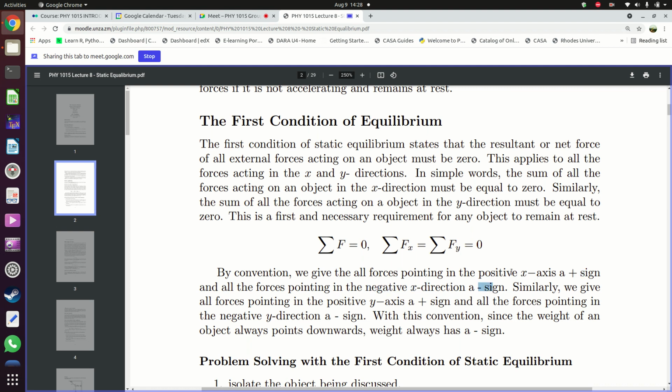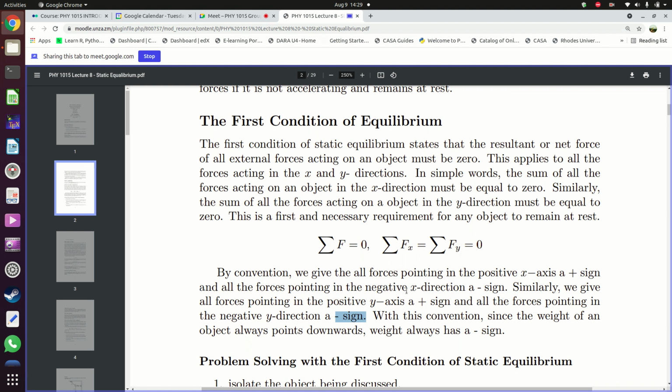So any force pointing in the positive x direction, we give it a plus sign. It becomes a positive force. Any force pointing in the negative x direction, we give it a minus sign. Similarly, any force which is pointing in the positive y direction is given a plus sign, and any force pointing in the negative y direction is given a negative sign.